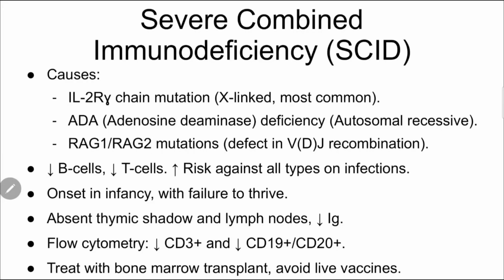Next, now we're going to talk about the combined B and T cell deficiencies. The first one and the highest yield one is going to be SCID, severe combined immunodeficiency. There are three causes of it that you have to know. The first one and the most common one is known as interleukin 2 receptor gamma chain mutation. It is X-linked, again more common in boys. Interleukin 2, as I've talked about before, is an important cytokine that is responsible for T cell maturation and T cell activation. If you cannot activate your T cells, then the B cells don't get activated either. So you have a combined deficiency of both, right?